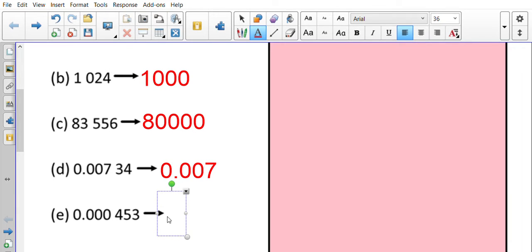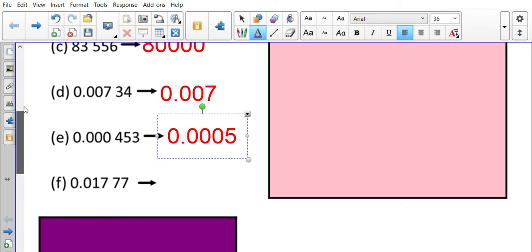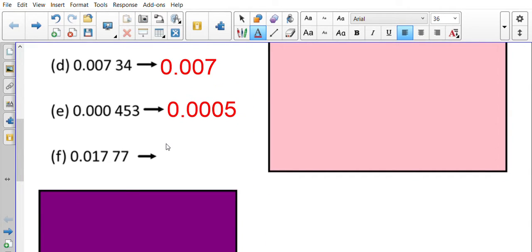The next one, again, find your first non-zero number. It's a 4. Looking at the second number, this time actually it's a 5. And remember, if you get 5 or more, it means you need to round this number up. So 0.0005 would be your answer for that one. Again, not replacing these numbers with zeros because they would have significance. Any zero that follows a number after a decimal point has significance, so don't add it at this stage.